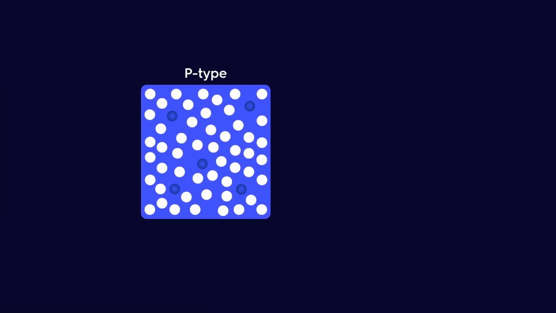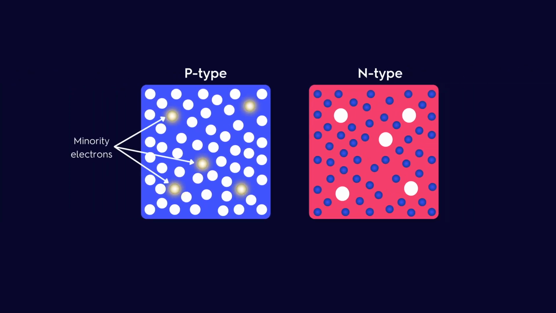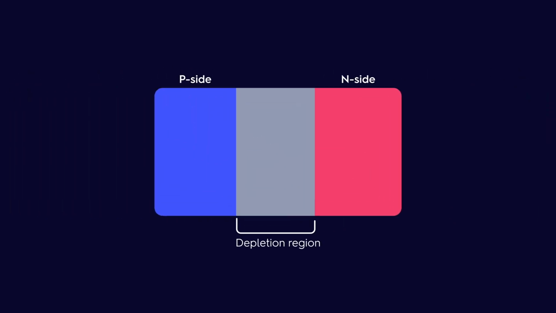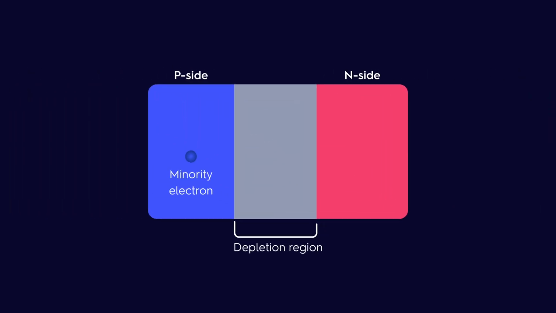Even in p-type, there are a few electrons, and even in n-type, there are a few holes. These are minority carriers, and they matter a lot for equilibrium. For example, a minority electron on the p side can wander into the depletion region. Once it enters, the built-in electric field sweeps it into the n side. The same happens for a minority hole on the n side. Once it enters the depletion region, the field sweeps it into the p side.